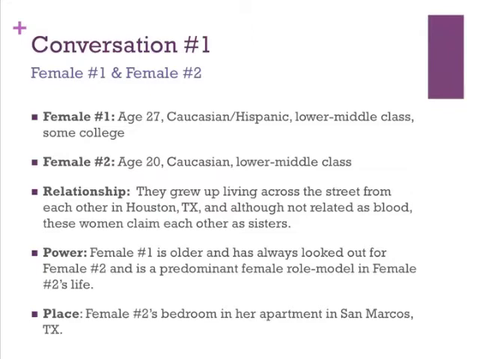Conversation number 1. This is between 2 different females. The first one is age 27, Caucasian Hispanic, lower middle class, with some college education. Female number 2 is age 20, Caucasian, also from lower middle class. Their relationship is they grew up living across the street from each other in Houston, Texas, and although not related by blood, these women claim each other as sisters.